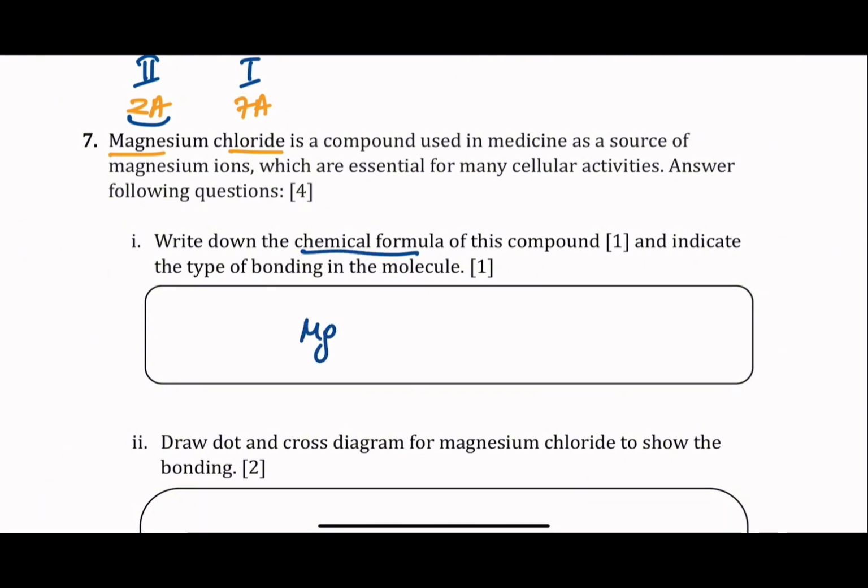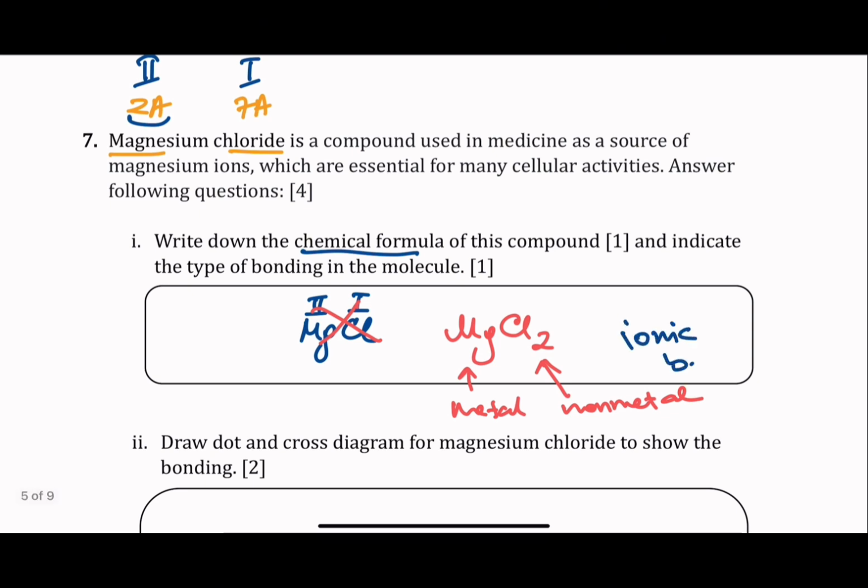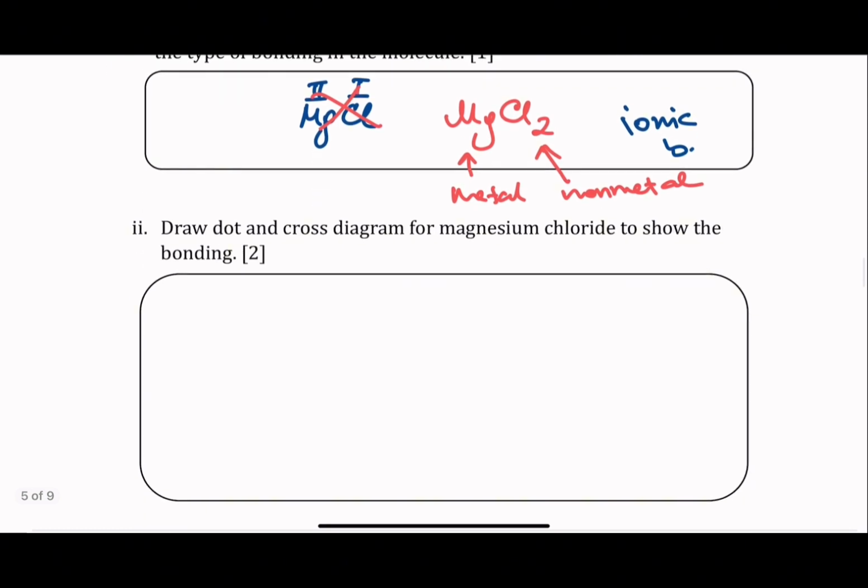So magnesium here, chlorine here, so I put 2 and 1, crisscross, so it will turn into MgCl2. And the type of bonding, we know that it is a metal, and this one is a non-metal, so the bonding type will be ionic bonding. That's it. It says draw the dot cross diagram for magnesium chloride.